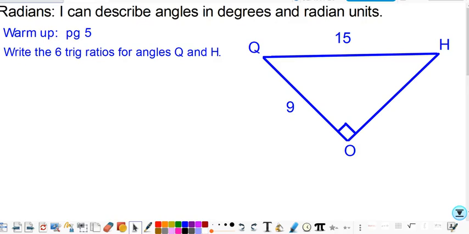This is a pre-calculus lesson on the special right triangles and describing angles in the radian unit measure. Pause the video here and try the warm-up on page 5.